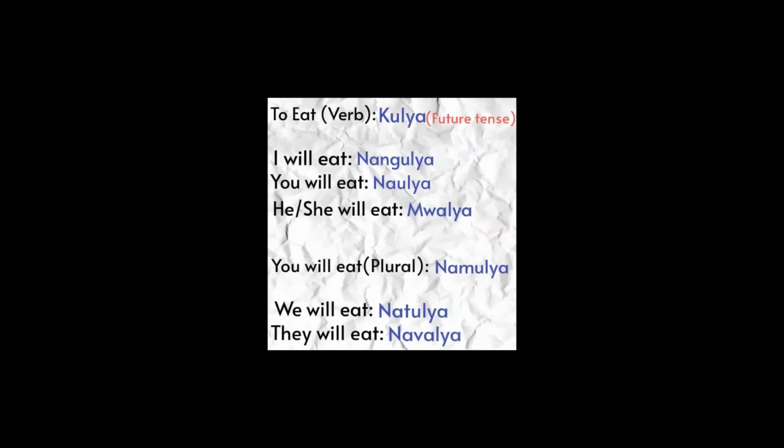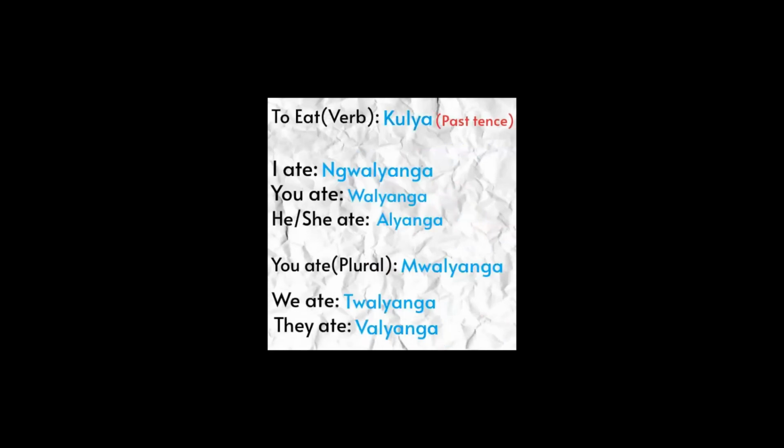Then future: I will eat, nangulia. You will eat, naulia. He or she will eat, mwalia. You will eat, plural, namulia. We will eat, natulia. They will eat, navala. Then we come to past tense.